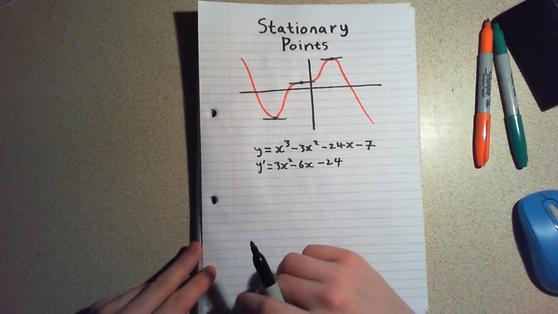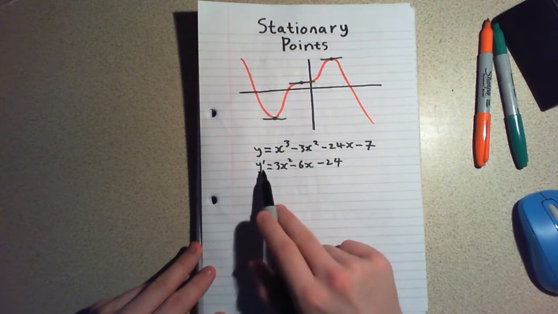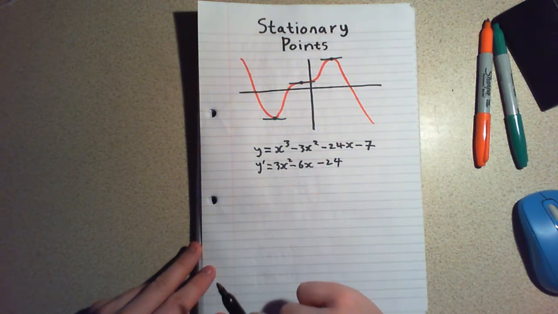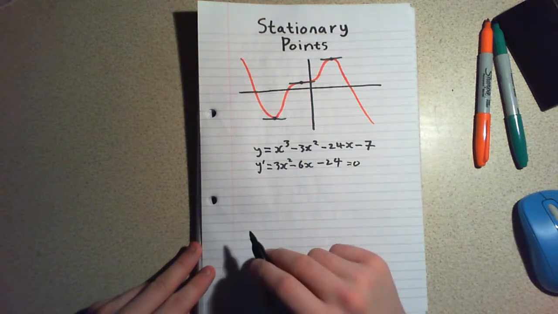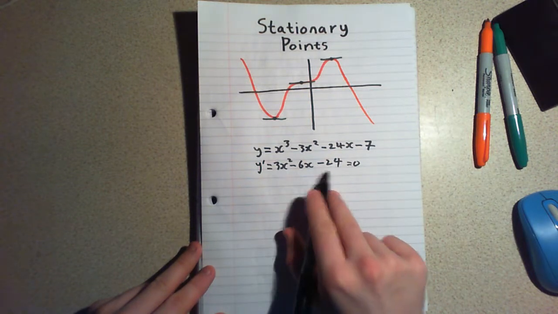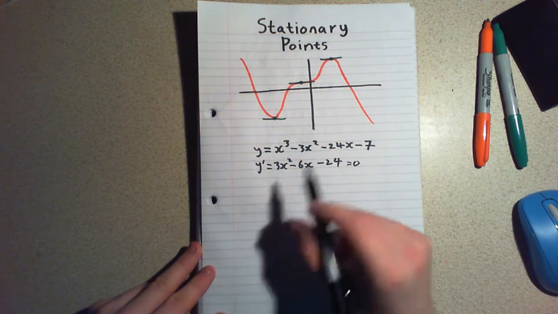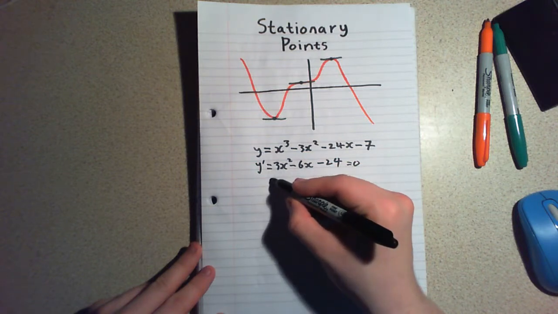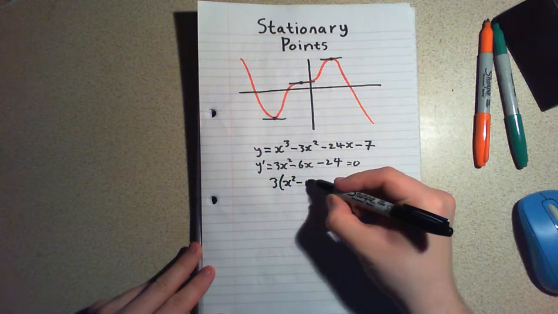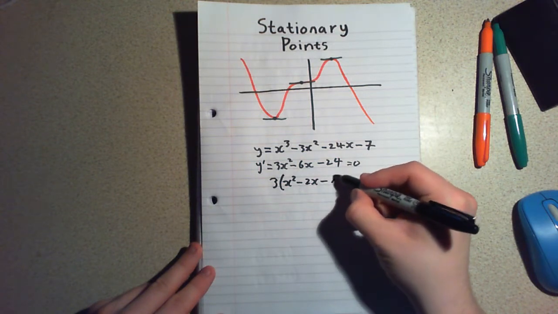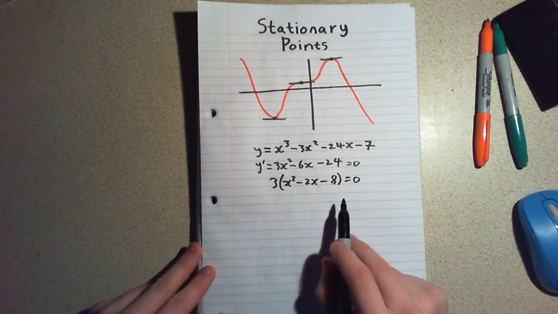And what we want to do now is, at this point, this is our derivative, and this is always equal to 0 at a stationary point. Because we're rearranging this to be equal to 0, we can divide everything by 3, or we can just take 3 outside the brackets. So we'll take 3 outside and we have x squared minus 2x minus 8 is equal to 0. And then we want to factorise this.